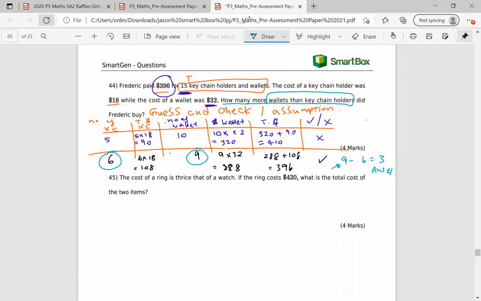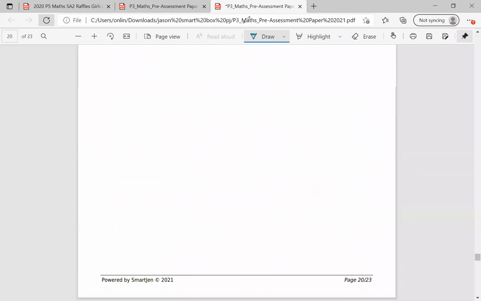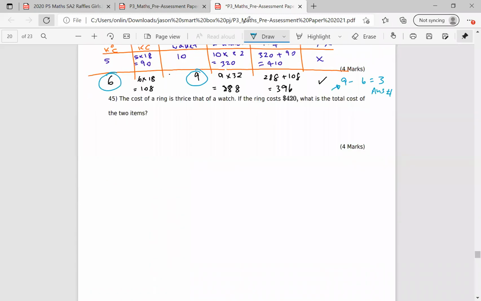Okay, so we have 45 as our last question. Here, we have the cost of a ring is 3 times as much as the watch. So we have the ring 3 units, watch 1 unit. And then they say the ring costs $420. Find the total cost of the 2 items.